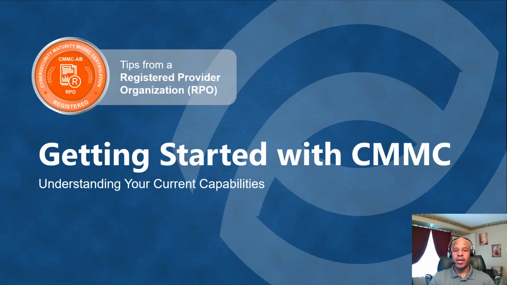Today, I want to talk about getting started with CMMC from a capability perspective, documenting where you are currently for your organization as far as the capabilities across domains, and where you're going with respect to the CMMC requirements, particularly for maturity level 3, which is required to protect controlled unclassified information.